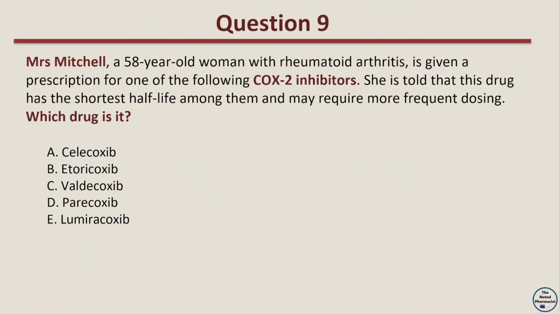Question 9. Mrs. Mitchell, a 58-year-old woman with rheumatoid arthritis, is given a prescription for one of the following COX-2 inhibitors. She is told that this drug has the shortest half-life among them and may require more frequent dosing. Which drug is it? Option A, celecoxib. Option B, etoracoxib. Option C, valdecoxib. Option D, parecoxib. Option E, lumiracoxib.